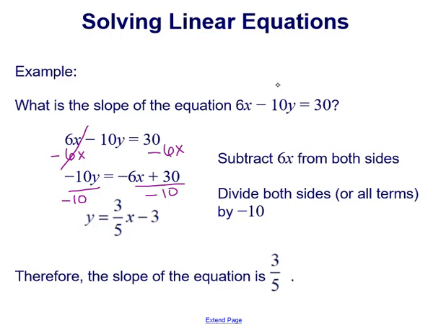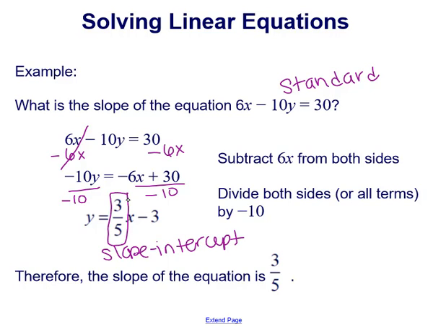So now we've gone from an equation in standard form to that same equation in slope-intercept form. And this is good now because in slope-intercept form, the coefficient of x is the slope. So the slope of the equation 6x minus 10y equals 30 is the same slope as the equation y equals 3/5 x minus 3, which is 3/5.